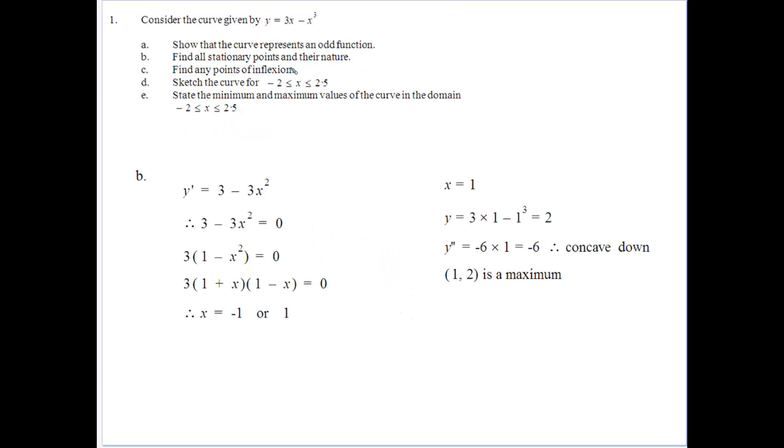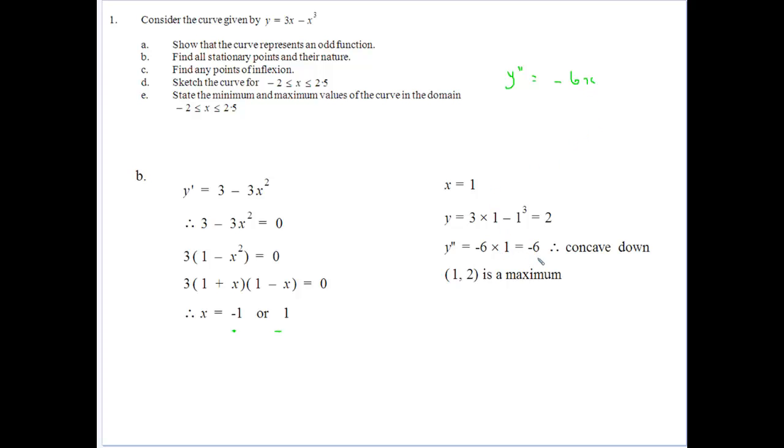The second part: find all the stationary points and their nature. To find our stationary points, we get our first derivative and set it equal to 0. So our first derivative, 3 minus 3x squared, set equal to 0, factorize, and from the brackets we get x values of minus 1 and 1. When x is equal to 1, our y value would be equal to 2. We're using the second derivative to test. Let's just write down our second derivative, which would be minus 6x.